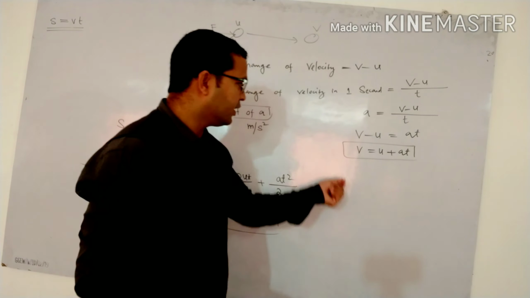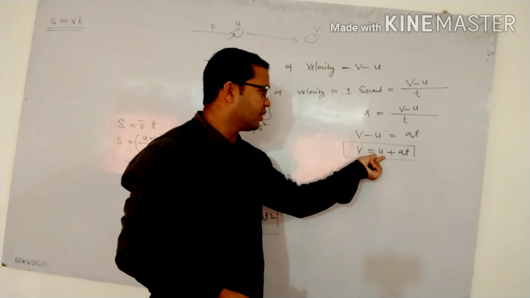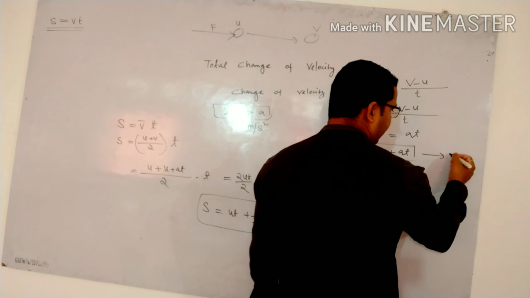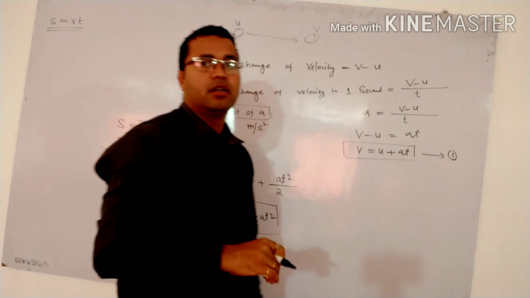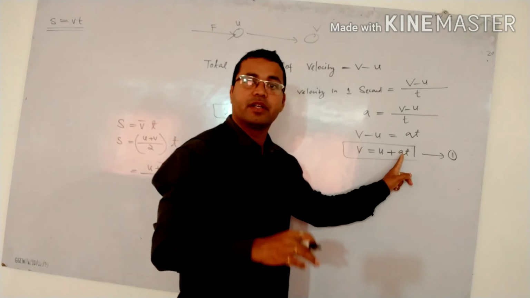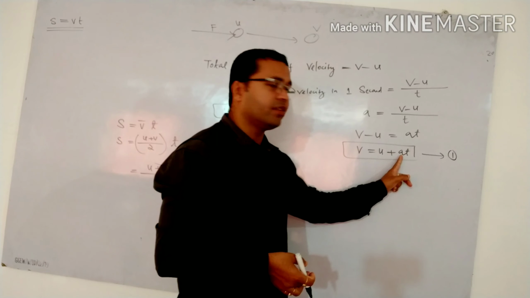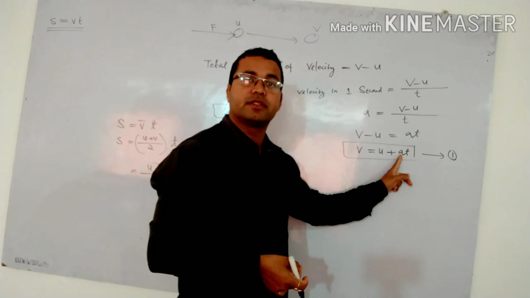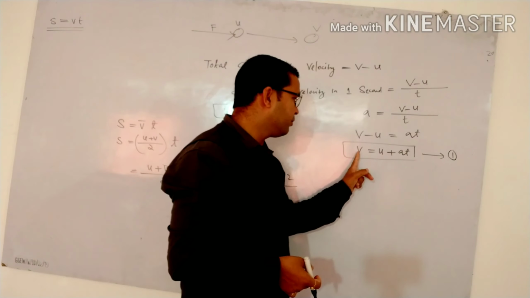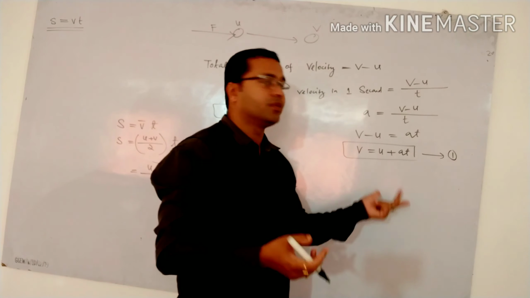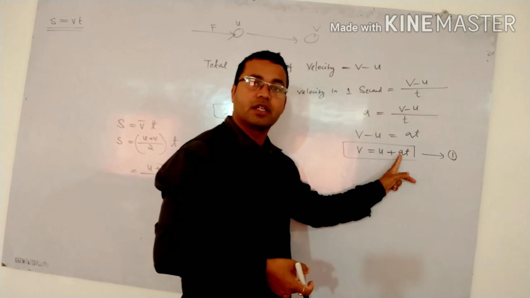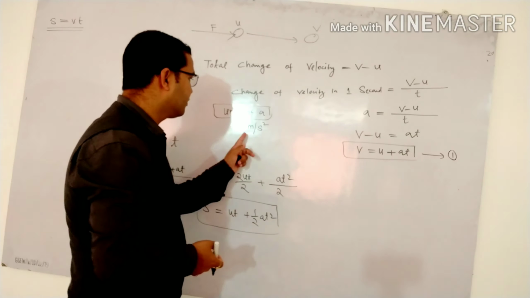So here v is final velocity, remember, u is initial velocity, a is acceleration, t is time. So this is the first equation, first formula for non-uniform velocity. Remember, acceleration is there when non-uniform velocity is there. If body moves in uniform velocity, then acceleration will be 0. If a will be 0, then the formula will be v is equal to u, no meaning. So this formula is only valid for non-uniform velocity, where acceleration exists.